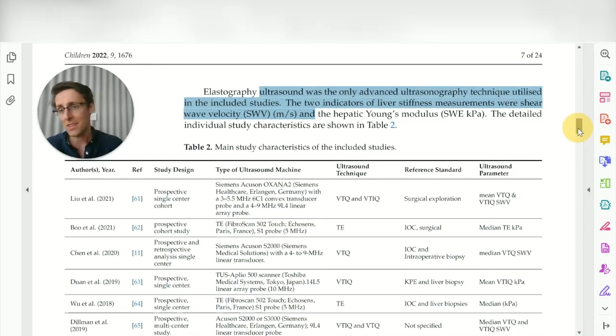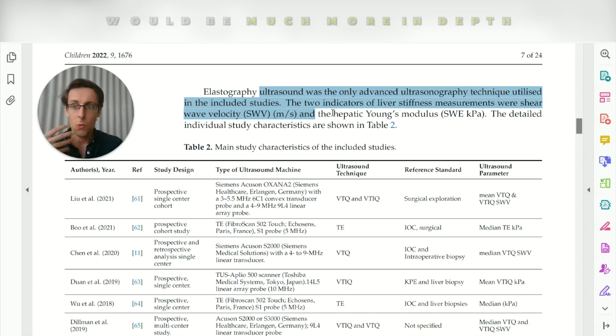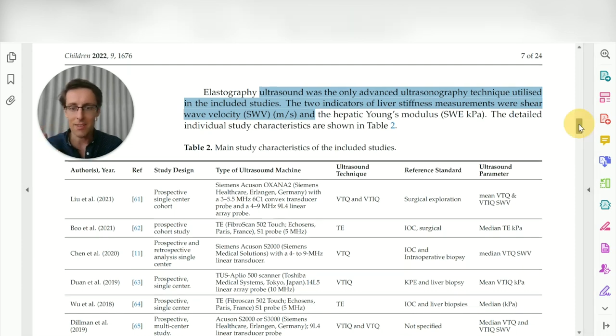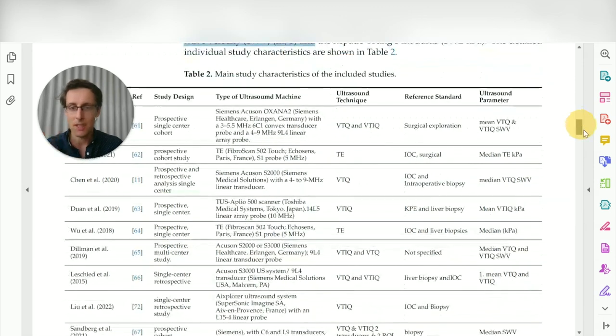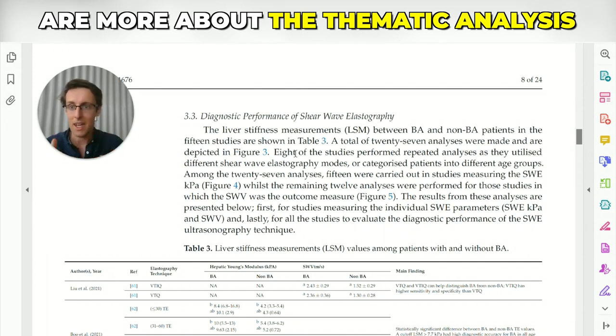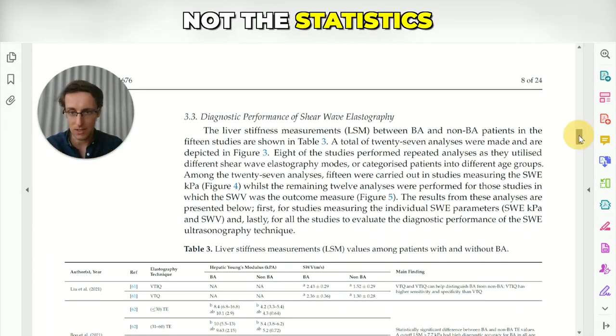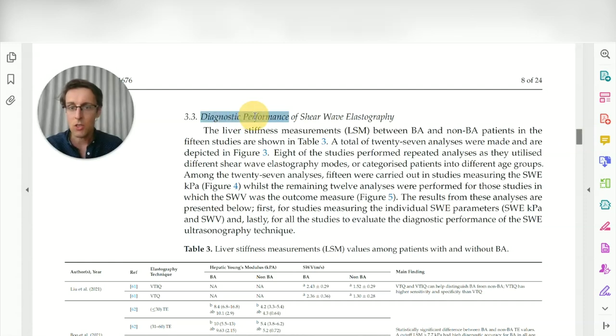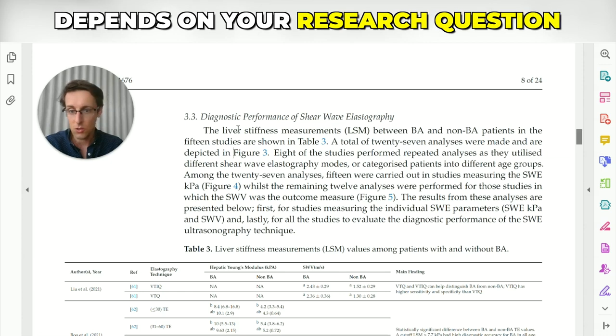thematically. Now, with that said, if a systematic review was done on its own without a meta-analysis, this description of the data and analysis of the data would be much more in-depth. In here, it's still much more focused on the numbers. But nevertheless, the first sections of this systematic review and meta-analysis are more about the thematic analysis of the studies, not the statistics, not the meta-analysis, right? And which themes or topics are analyzed really depends on your research question.